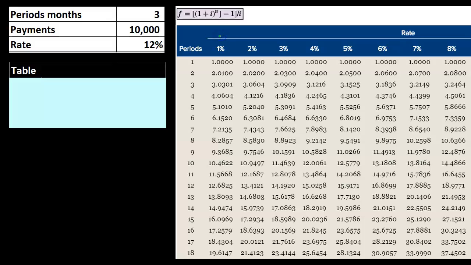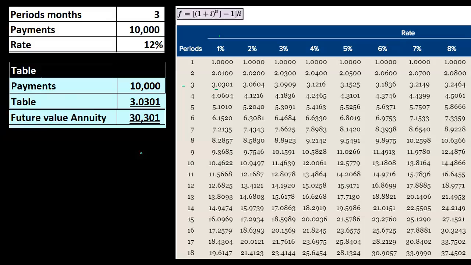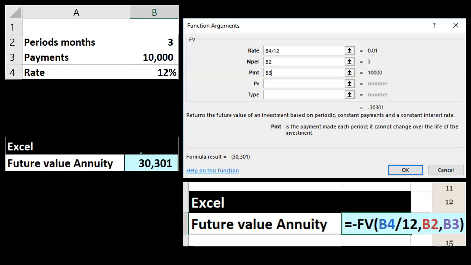We're at the 1% per month. And then we just choose the number of months, which in our case is going to be 3, that giving us the 3.0301. So we've got the payments 10,000. We've got the amount 3.0301, that giving us the future value of the annuity, 30,301.